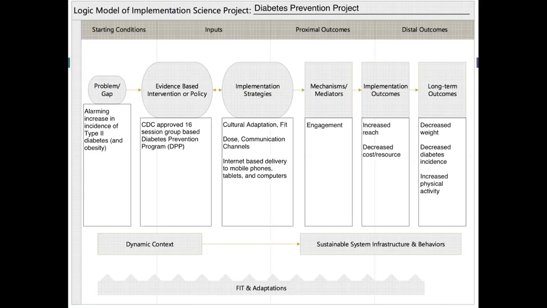In this case, we just highlighted engagement as a potential mechanism or mediator that will lead to various types of outcomes. In case of this study, implementation outcomes, we identified increased reach of the program participants, as well as decreased cost and resources needed to deliver the program. And then in the long run, hopefully we will be able to decrease weight, decrease diabetes incidence, and increase physical activity. You also can be a little bit more specific in terms of what your dynamic context looks like and what are some important sustainable system infrastructure components that you would like to consider.